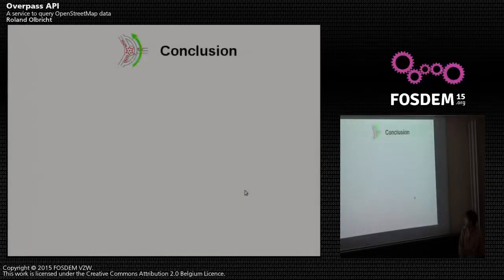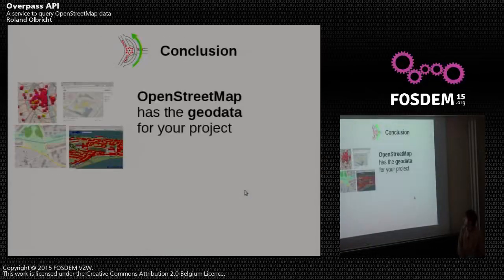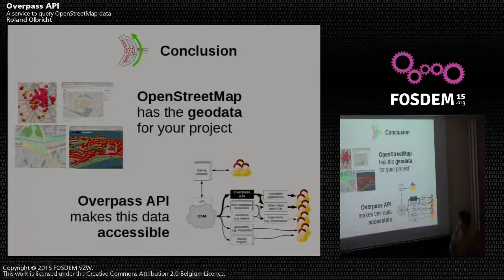Okay, so to give a conclusion, OpenStreetMap often has the geodata for your project. Whenever you need general purpose geodata, then it's very likely that you would get good enough geodata from OpenStreetMap. And the Overpass API makes this data really accessible, to the level that you only need a single page or a single tool, and you don't need to worry about how to get updates and so on. You just fetch the data set you need.